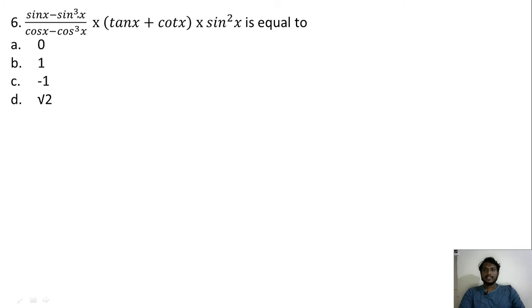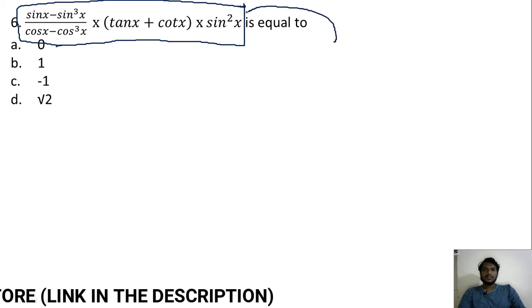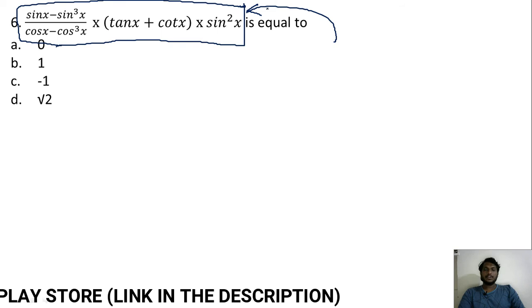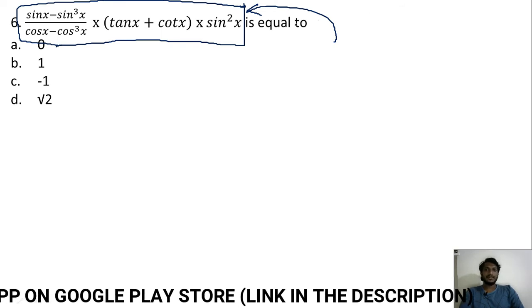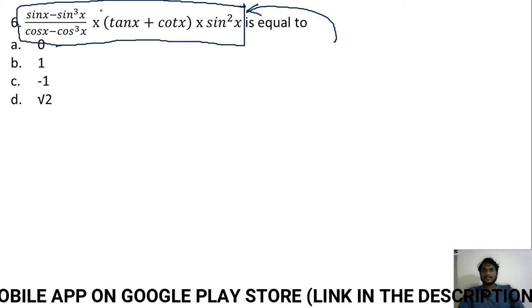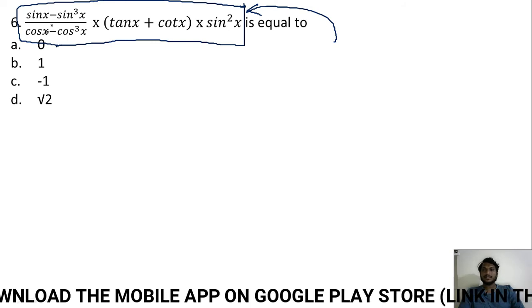Sin x minus sin cube x divided by cos x minus cos cube x, into tan x plus cot x, into sin square x is equal to. So we have to solve this equation. Now using short tricks in trigonometry is by substituting some value for x. But this is a simple question, so we can straight away solve this.